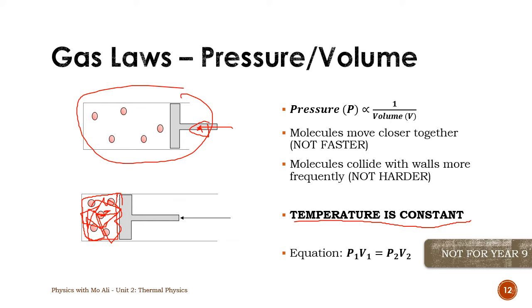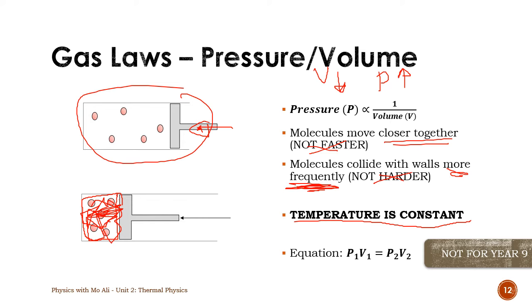It's like I trapped you in a smaller room, so you don't have much room to move. So you keep hitting the walls more often. And this causes the pressure to increase. So when the volume of the gas decreases, the pressure increases because the molecules are now closer to each other. There's less space. So they collide with the walls more frequently. Remember, it's not faster and it's not harder, it's just more frequently.